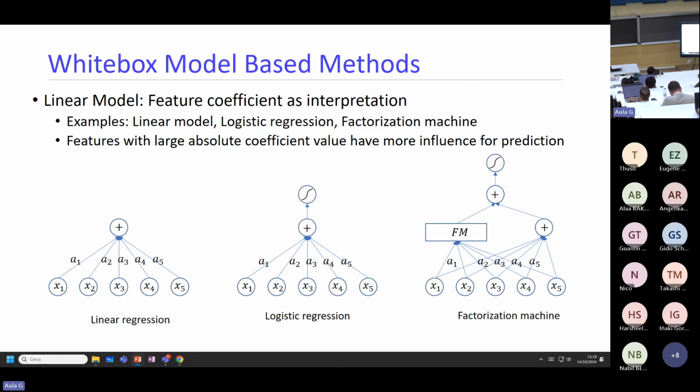Basically, their idea is doing a weighted sum of different features, and the feature weight can be an indicator of how much this feature will influence the final prediction result. If the absolute value of a feature weight is very big, then it possibly will influence the prediction result more, and vice versa. So it is very easy to interpret. We can just select the features with big values.